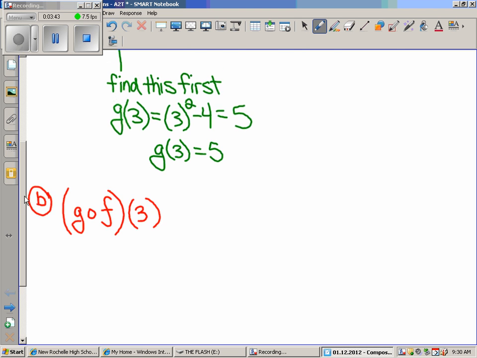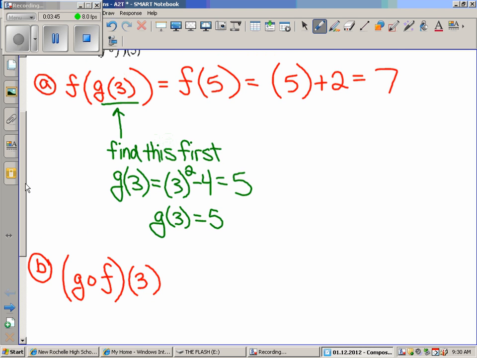Remember I talked to you guys about this all being a language? To make it even more confusing, some weirdo added even more symbols. It is an O, not a 0. This is the same as, and it's read from right to left, G of F at 3.